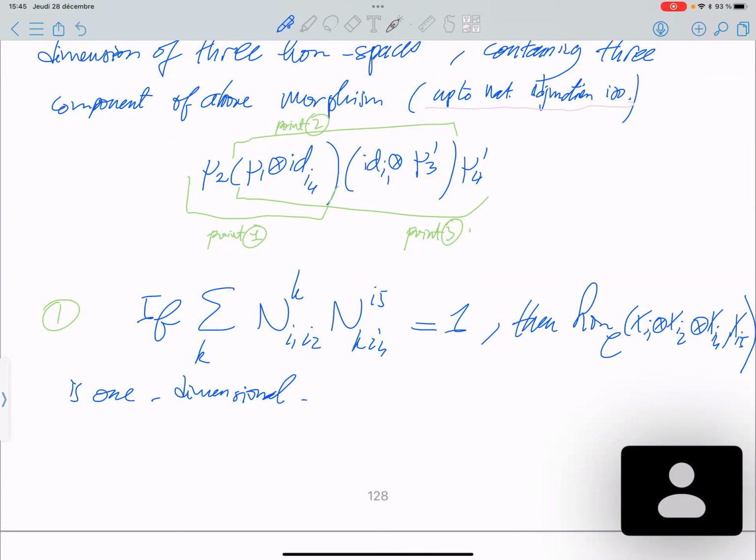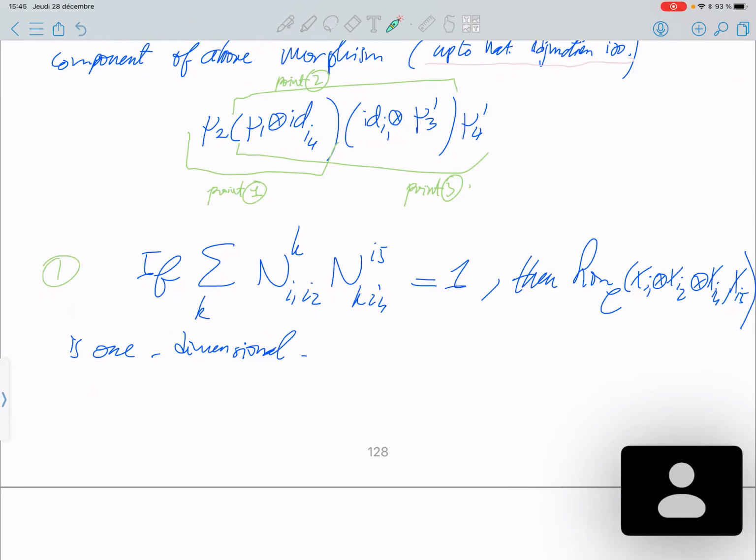So why does this correspond to this Hom space? You are making the tensor product Xi1, Xi2, Xi4. So Xi1 tensor Xi2 decomposes as a sum of Xk. This is a direct sum of M(i1, i2, k) tensor Xk, and the dimension of this multiplicity space is exactly that, by definition. So you have a sum over k of Xk.